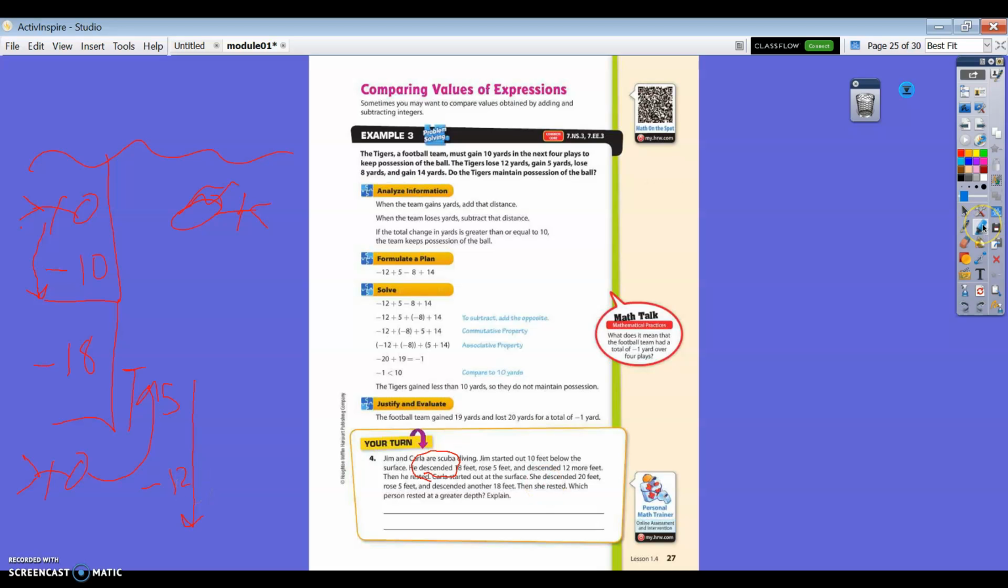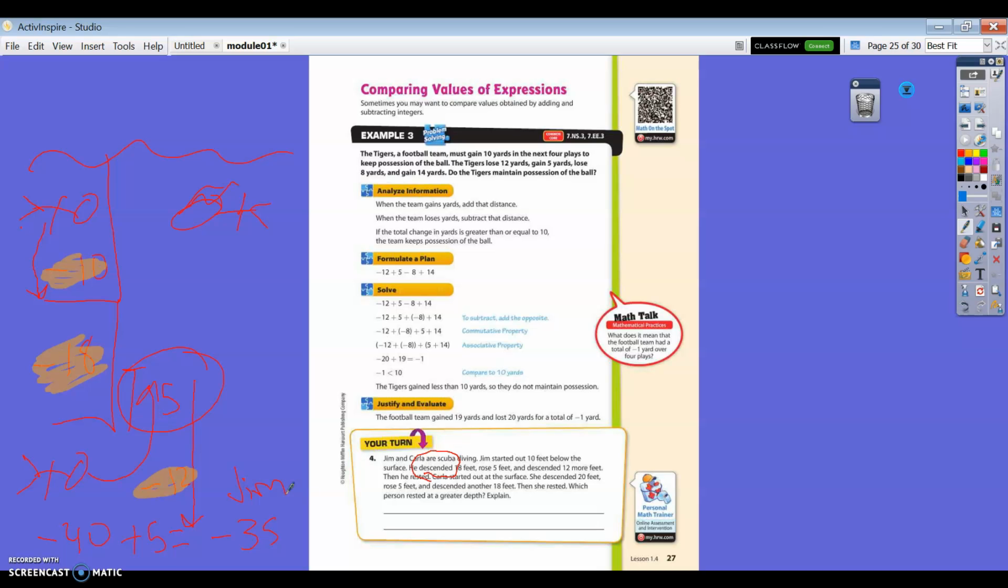Let's combine the negatives. Negative, negative, negative. And then this total here is positive. 10 plus 18 is 28. 28 plus 12 is 40. So Jim went down 40 plus 5. So he's minus 35, and that's Jim.